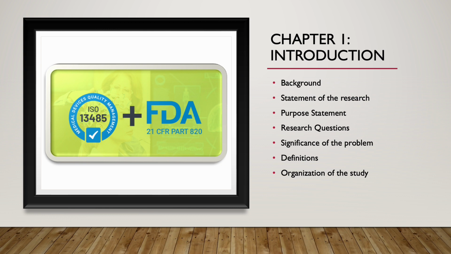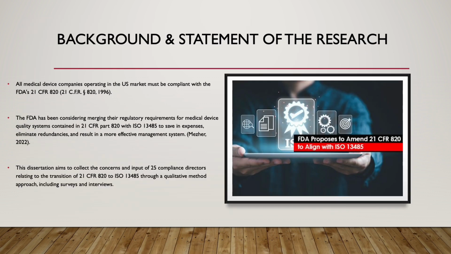In Chapter 1, we will cover the introduction. Within this chapter, we will review the background of the problem, statement of the research problem, purpose statement, research question, significance of the problem, definitions, and the organization of the study. Background and statement of the research.